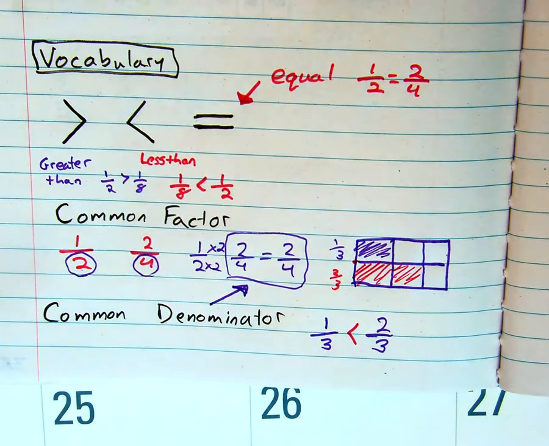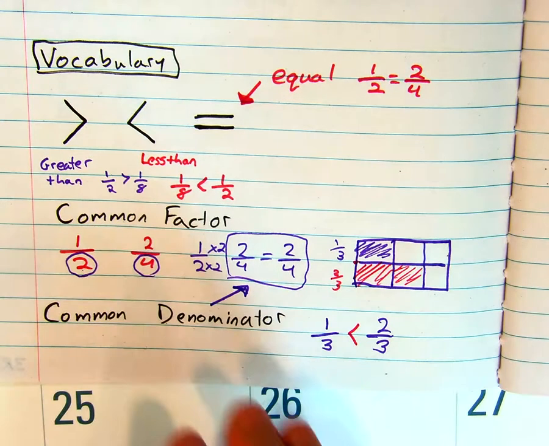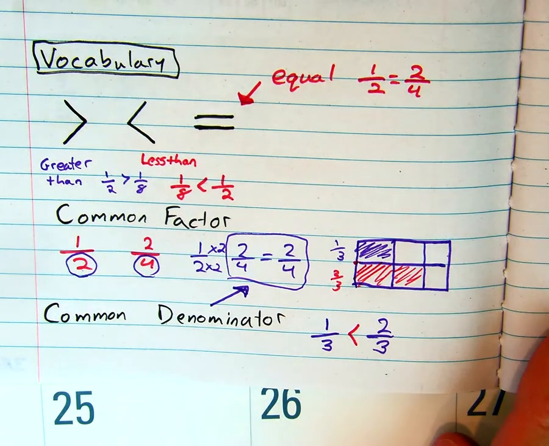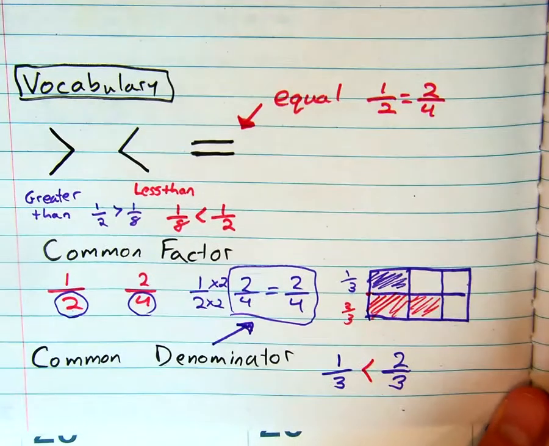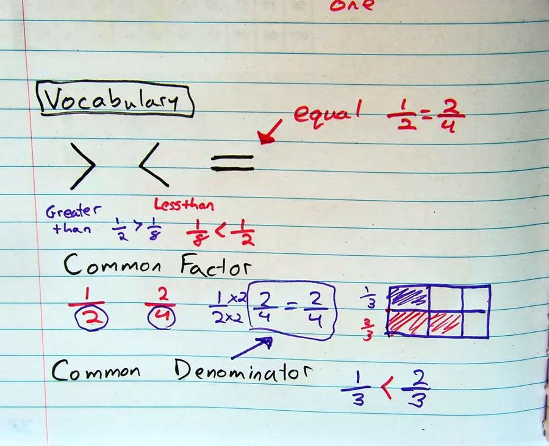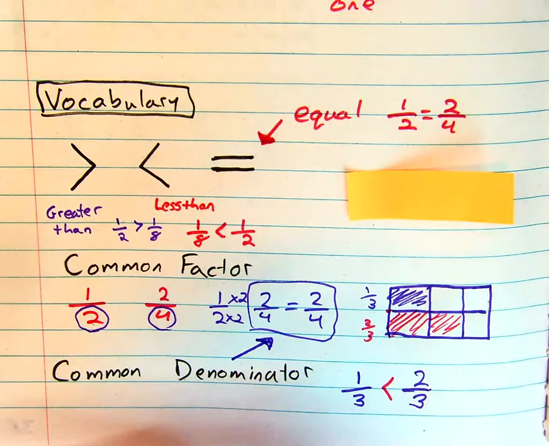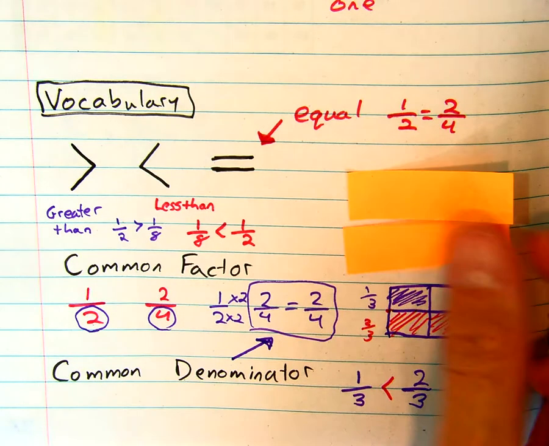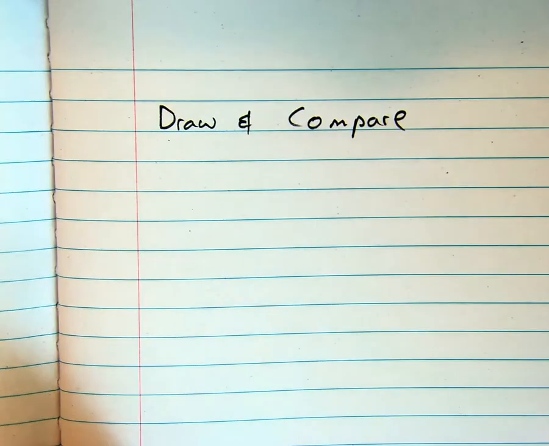Excellent. Now, take a moment. Get this into your notes. The next one, I'm going to be using my Post-it fraction strips, which I think I'm running out of. I'm going to have to order some more. So let's grab 1. Grab 2, and I'm going to move to the next page. So our strategy would be to draw and compare.